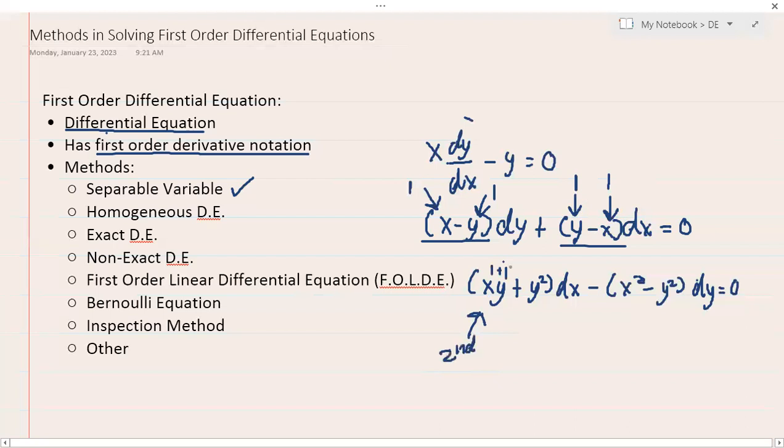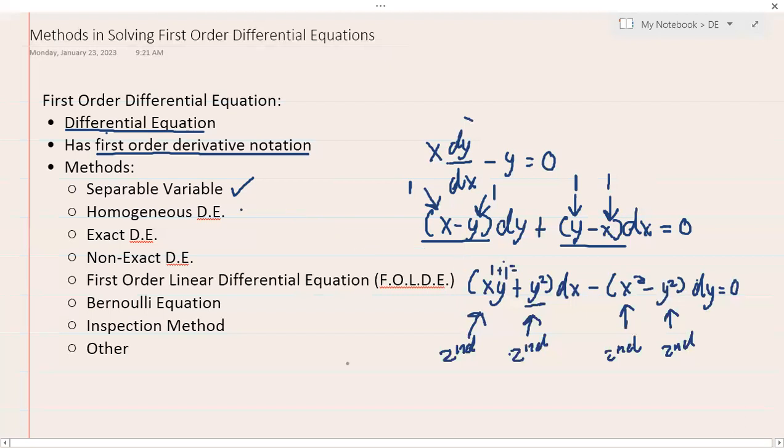Kasi 1 plus 1 is 2. Okay? So that means yung first term ay naka-second degree. Now, dito sa y squared, yung exponent ay naka-2. So that means ito ay naka-second degree din. So on the right side, we have dy. So si x squared, naka-squared siya. So that means naka-second degree pa rin. And itong si y squared, ganun din, naka-second degree. So this is homogeneous differential equation.